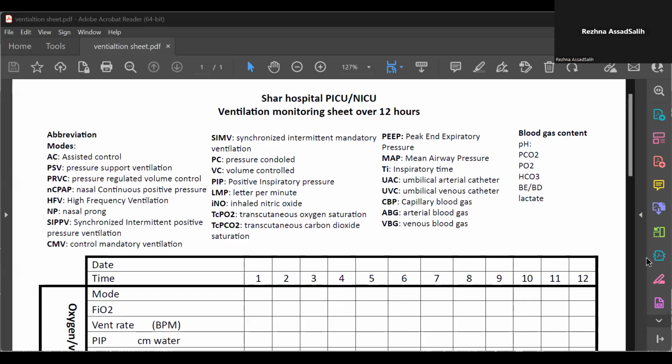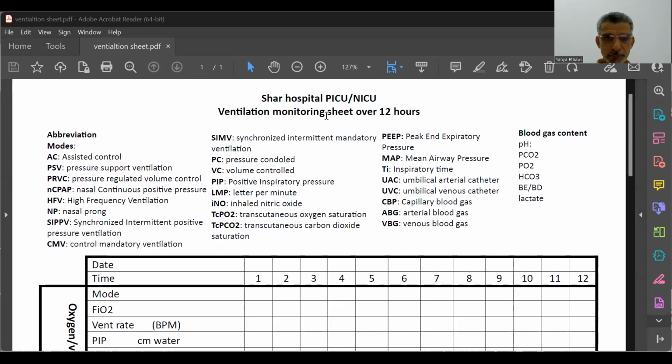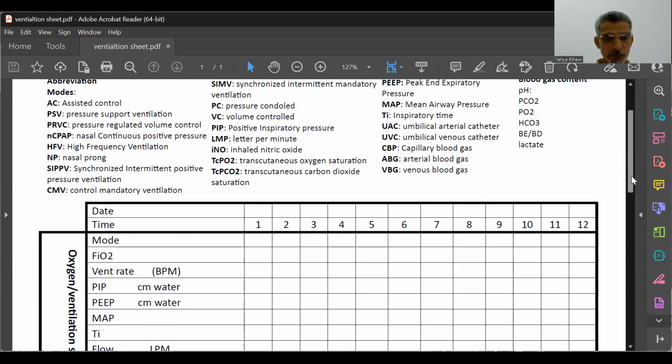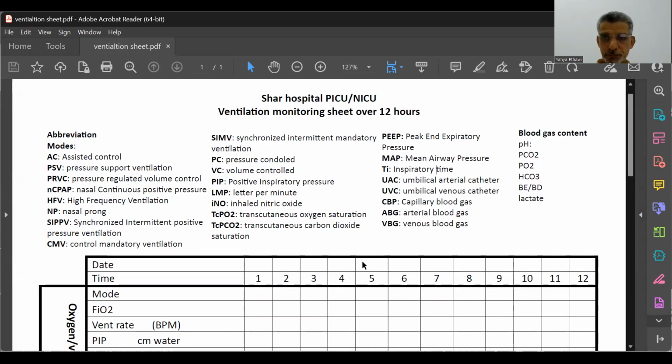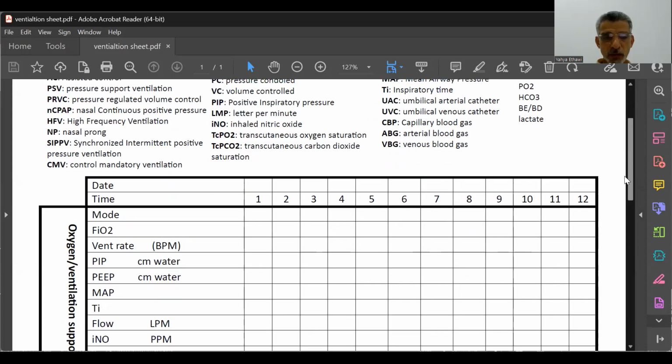Okay. So this is the actual chart that you will use. So you have the name of the chart, and then you have the abbreviation in front of you, and the parameter of the blood gas, and then you start, you put the date, and then the time. Now here is 12-hour timing, and the shift, of course, this can be changed. The shift starts from 12 to 12, but you can change from 8 to 8, or 6 to 8, or we can change it to 8-hour shift.